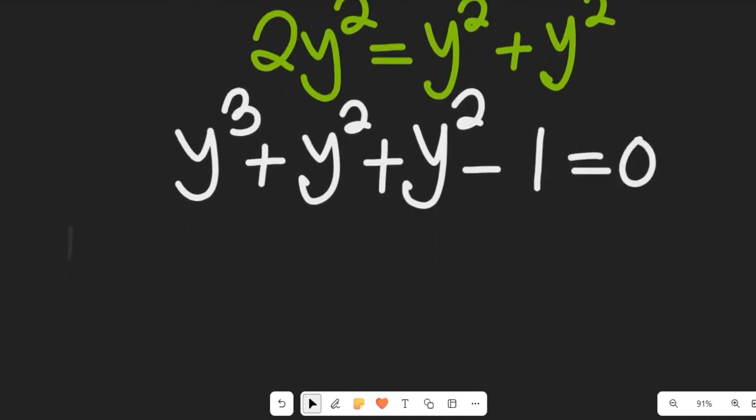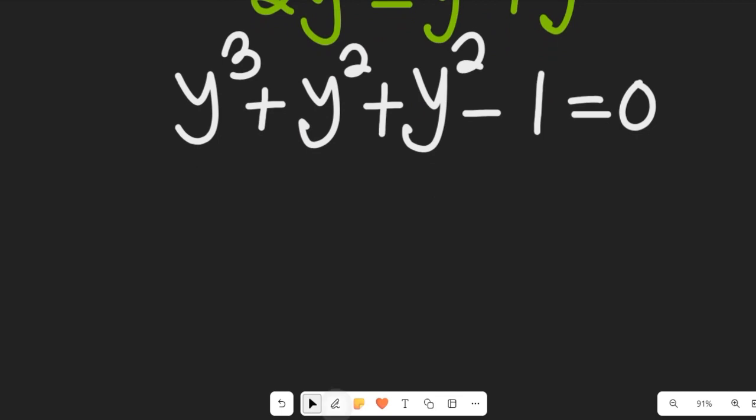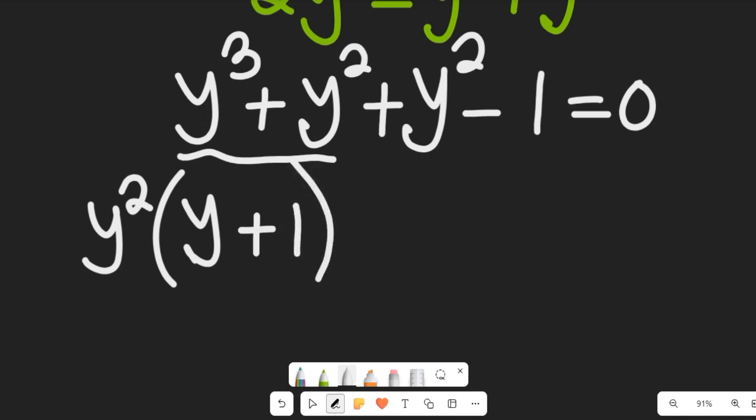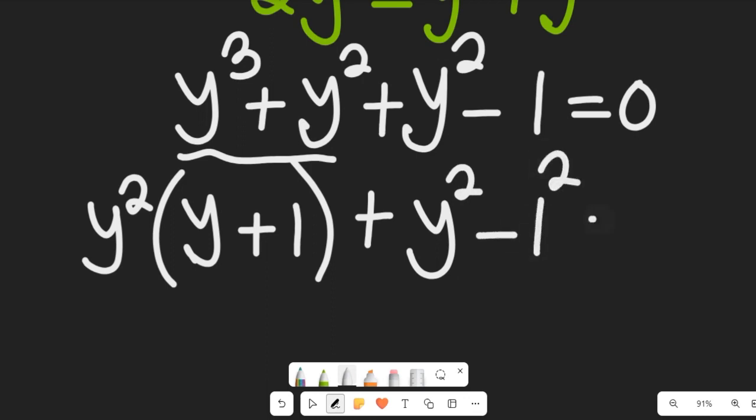Now let's expand this and also collect similar terms. From here, you can come to see that y squared is common, right? And this will give us y plus 1, right? And this will give us y squared (y plus 1) plus y squared minus 1, and this will be equal to 0. So what do we see here? A difference of 2 squares.